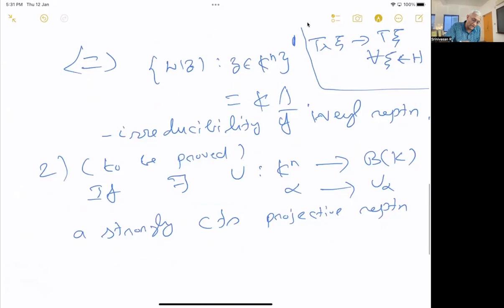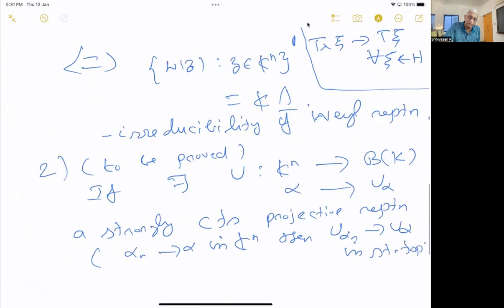Strongly continuous means if alpha n converges to alpha in Cn, then U alpha n converges to U alpha in the strong topology. So K is like the compact operators? K is supposed to be the compact operators of H, or no? It is some other Hilbert space. Compact operators is not a Hilbert space, I know that. We haven't fixed any notation for compact operators. K is some Hilbert space.